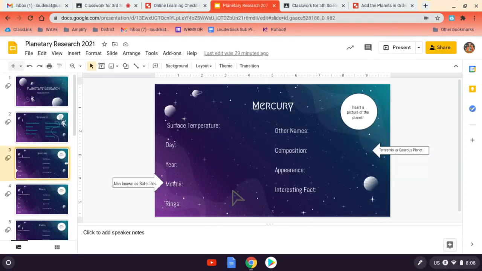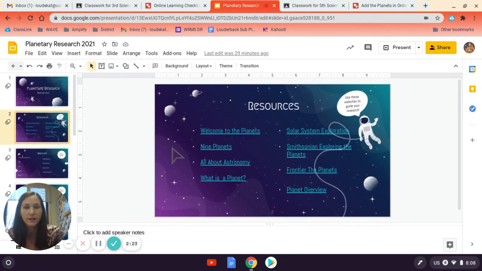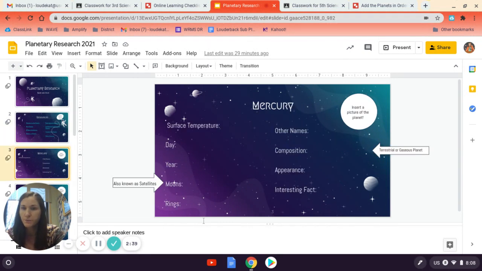When you open it up, it pops up with the planetary research. You can have your name and hour here. And then the second slide, these are all the resources you can use to find your information to complete the slides. So each of these is a website that you can get to that will give you some background information on each planet. So you'll start with Mercury, which is the first planet closest to the sun. And each of these slides are pretty much the same, what you're filling in. It's just the different planets for each one.